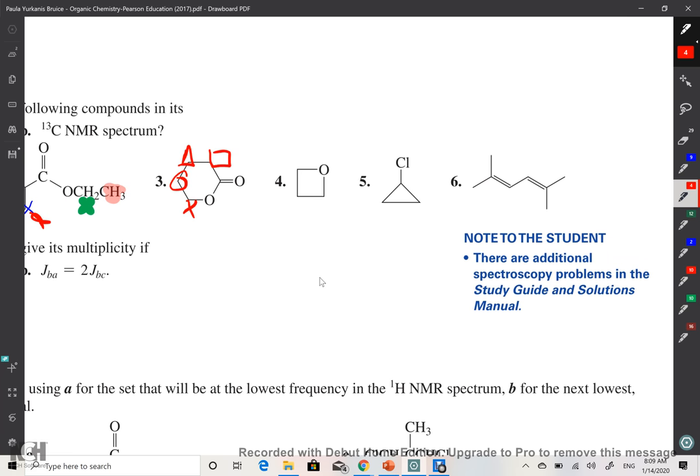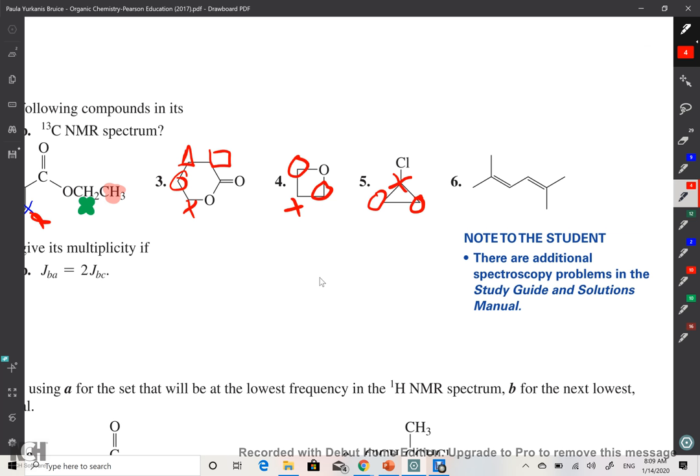Number four, how many signals do you expect for number four? How many signals? Perfect. So this and this, they will produce one signal. Is that okay? This guy here will produce the other signal. So we only have two signals for number four. What about number five? How many signals? We'll have two signals. This and this will generate one signal, and there's a hidden hydrogen here that will generate the second signal. Does that make sense?